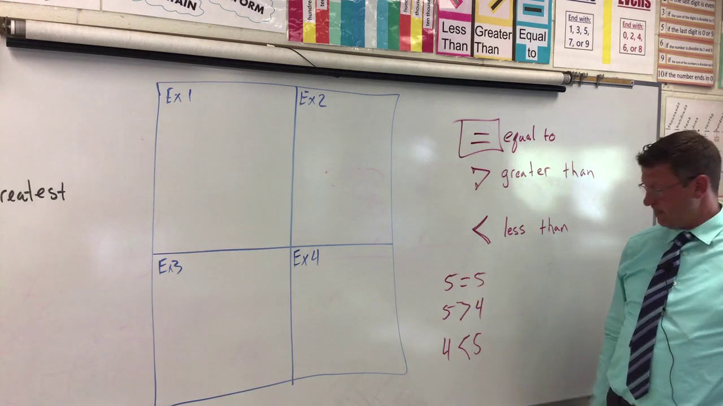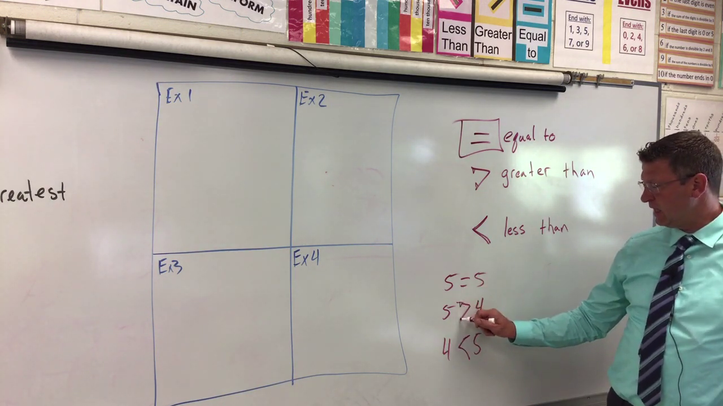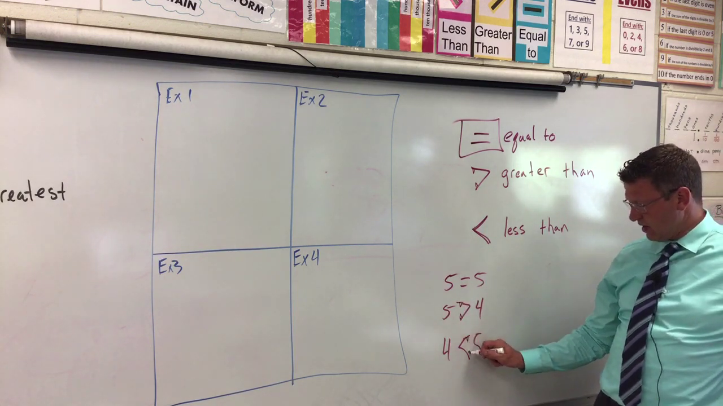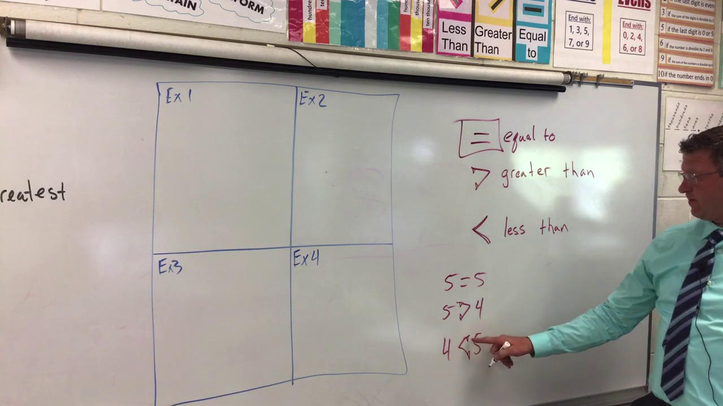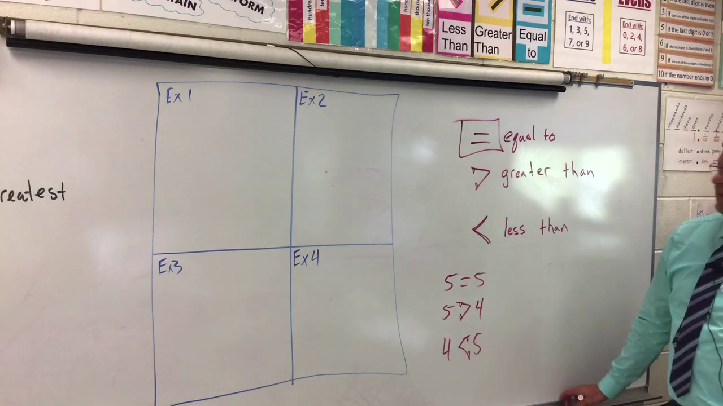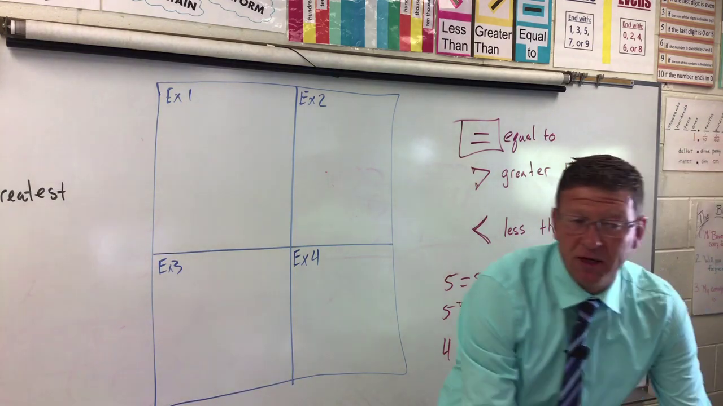So let's take a look at what it looks like in numbers. 5 equals 5. 5 is greater than 4. I want to eat 5. 4 is less than 5. Again, the less than is pointing to the left. We call it less than, but our greater than mouth is always eating the bigger number. Okay? All right. So we can use that to help us organize these numbers.